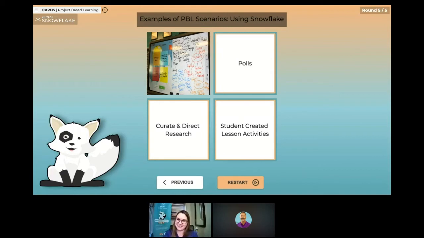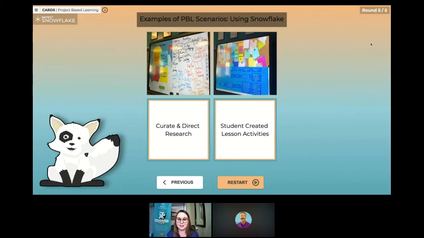Back to Snowflake and how to use Snowflake to do project-based learning scenarios. So we had using lesson activities to introduce it. The other thing that I used in my classroom as a way to just keep students on target as we were going through our Genius Hour is we would use our polls feature.